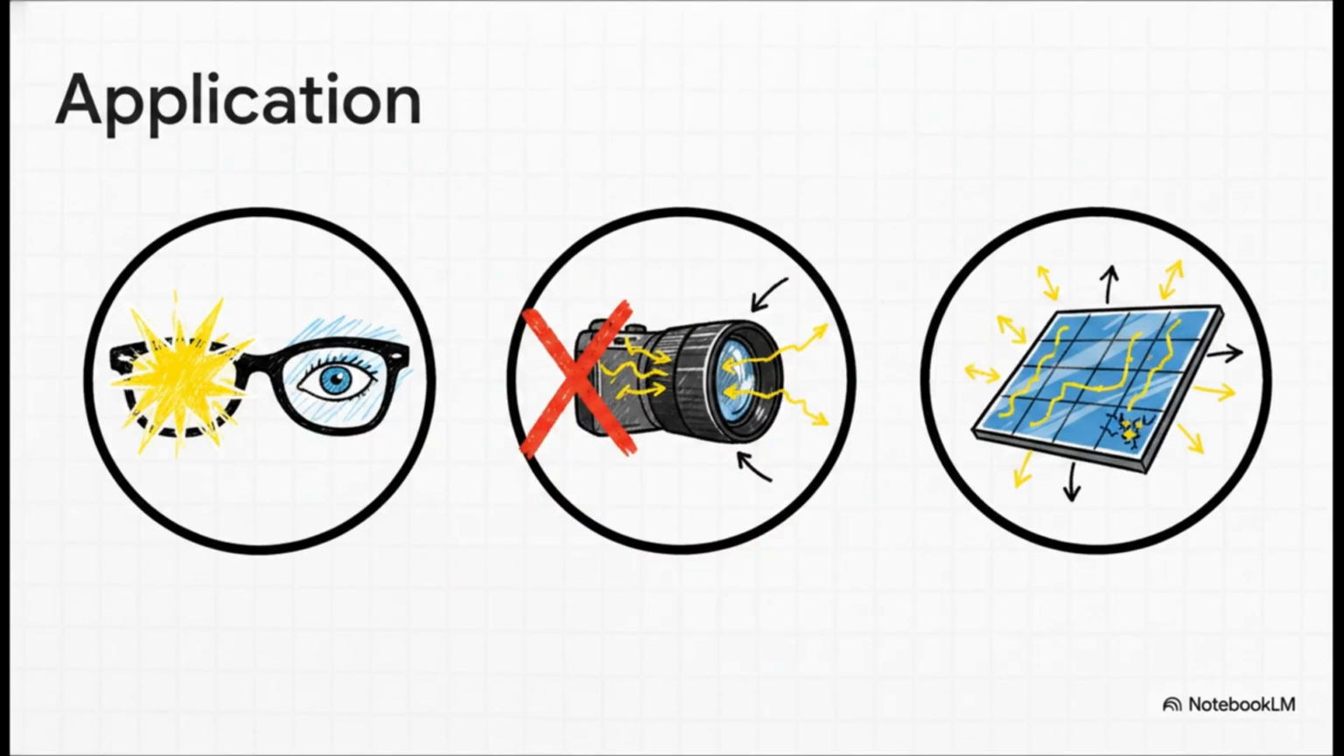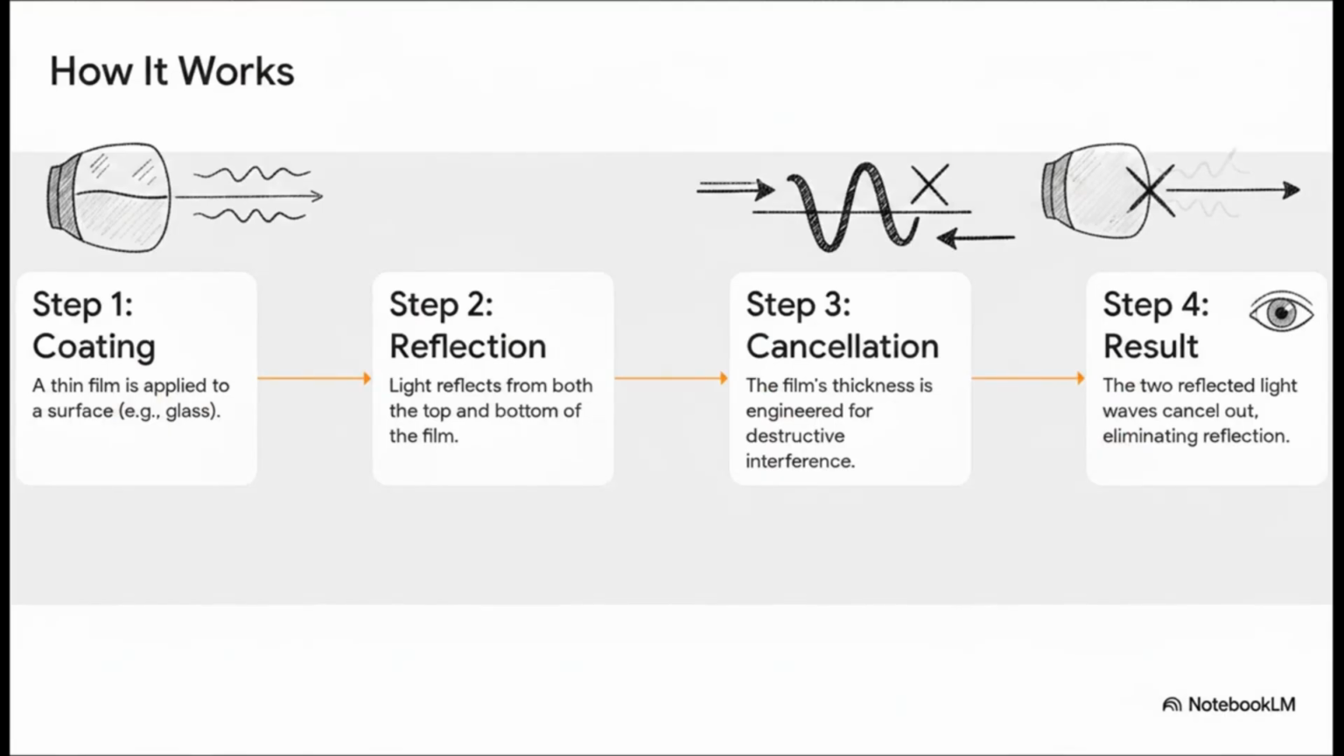Well, the answer is non-reflecting coatings. You almost certainly have this technology on you right now. It's on your eyeglasses to reduce glare, it's on camera lenses to get clearer pictures, and it's on solar panels to capture more energy. The whole point is to use this physics to engineer perfect destructive interference and kill unwanted reflections. So here's the trick.